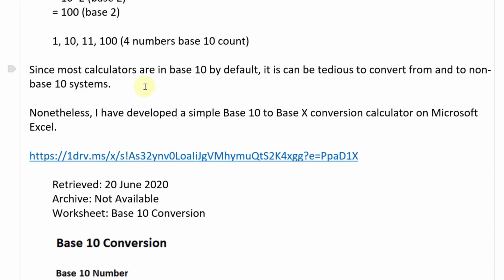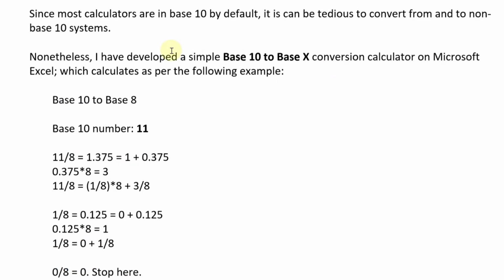So now, since most calculators are in base 10 by default, and my brain and most people's brains are too, it can be tedious to convert from and to non-base 10 systems. Nonetheless, I have developed a simple base 10 to base X conversion calculator on Microsoft Excel, which calculates as per the following example. Just to illustrate how it does it here. So if we have base 10 to base 8, or octal, there is a built-in function in Excel to convert to octal or binary and so on.